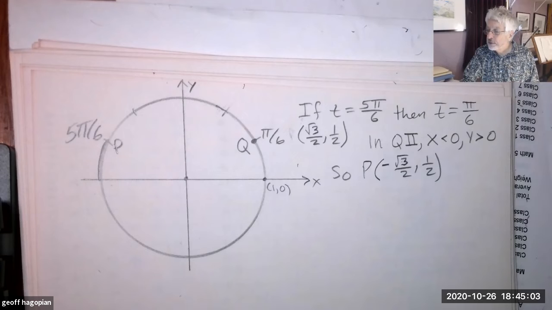Where the reference point is pi over 6, we get the coordinates of pi over 6, and we see that at P, it's going to have the same absolute value for X and Y, but X is negative. All right.